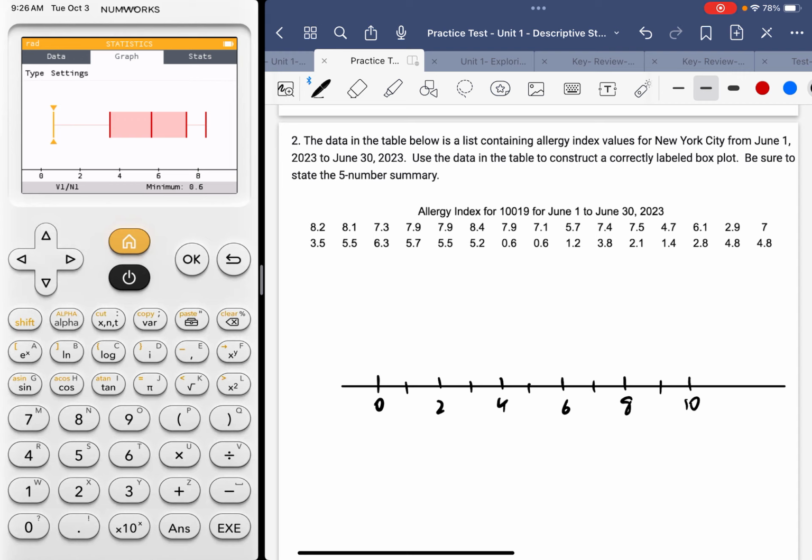All right. My first value is 0.6. So the minimum is 0.6. Second value, 3.5. So that's Q1. Then we have the median, 5.6. Q3 is 7.4. And the max is 8.4.